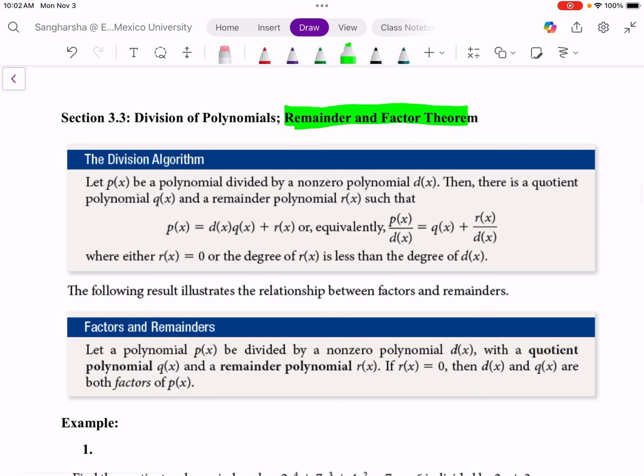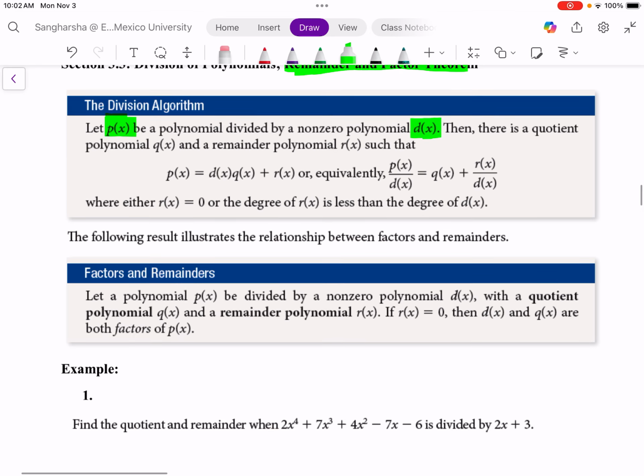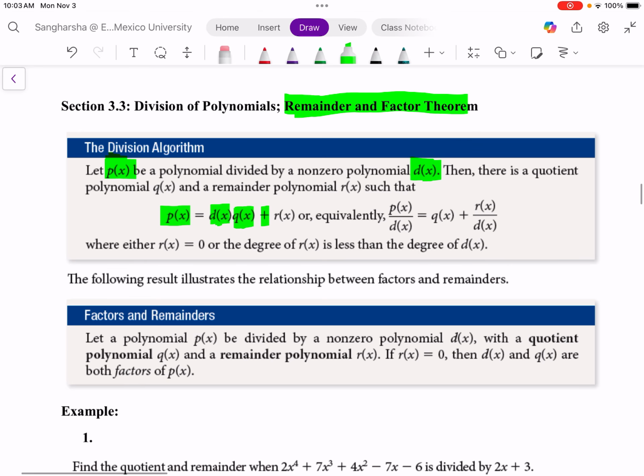So here we have a polynomial p of x, and we are dividing our polynomial p of x by another non-zero polynomial d of x, okay? And when we divide p of x by d of x, then we can write p of x as d of x times q of x. This q of x is the quotient, okay, plus the remainder of that division. So p of x divided by d of x is quotient plus remainder divided by the divisor.